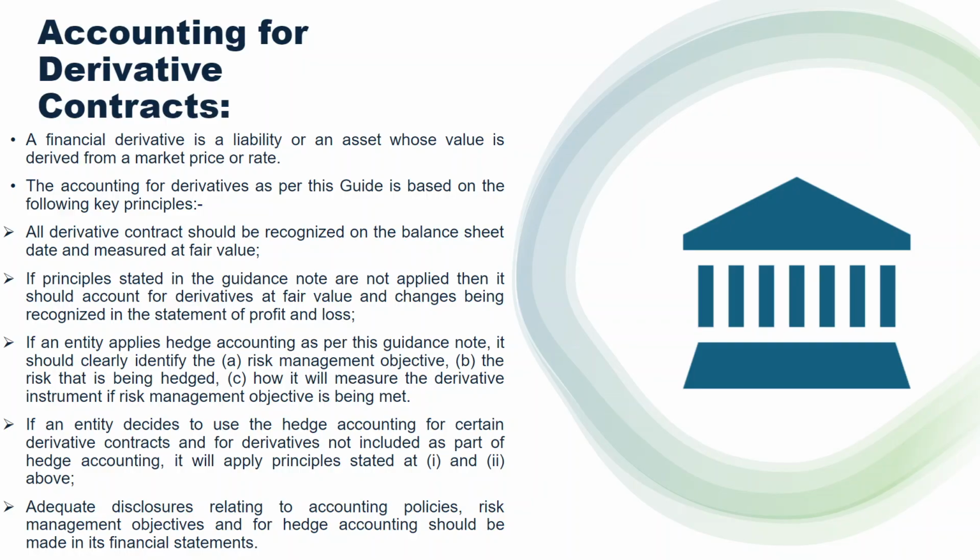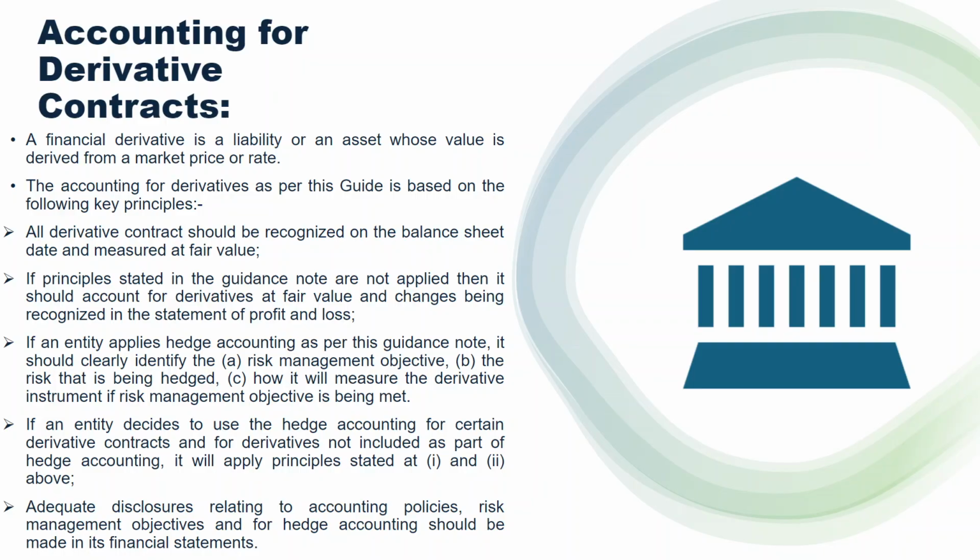Okay. The next, number 3, if any entity decides to use hedge accounting for certain derivative contracts, then for derivatives not included as a part of hedge accounting, it will apply the principles stated at number 1 and number 2 above. So suppose any company has decided to use hedge accounting for certain derivative contracts, then for derivatives not included as a part of hedge accounting, they have to follow principle number 1 and principle number 2.